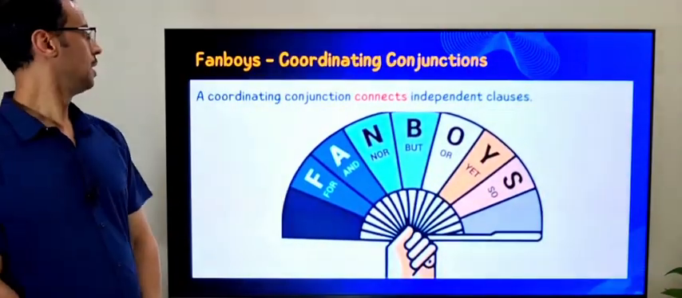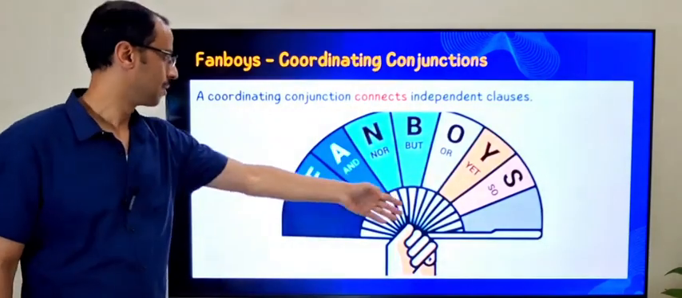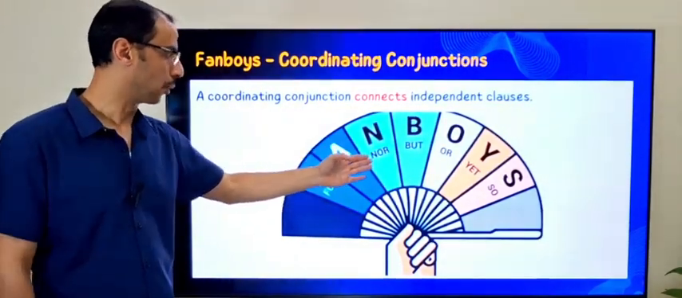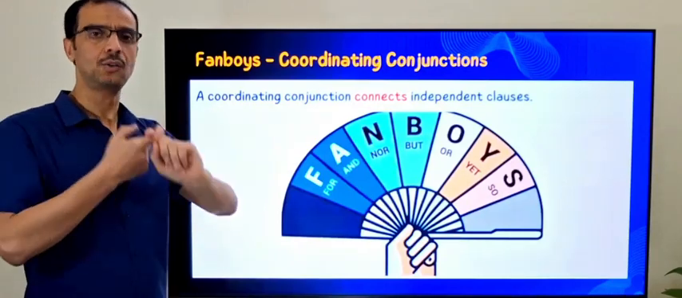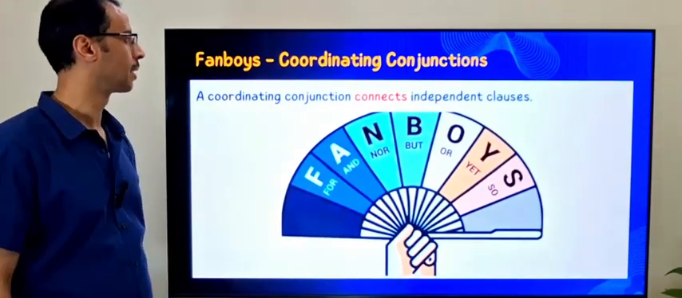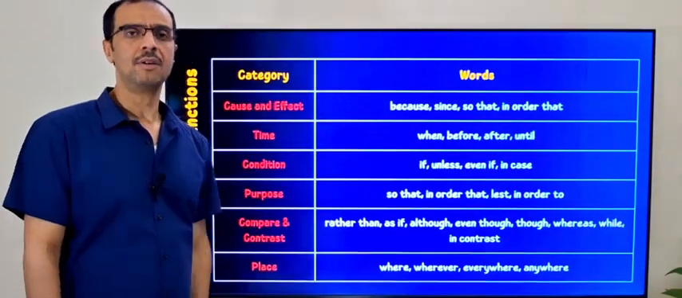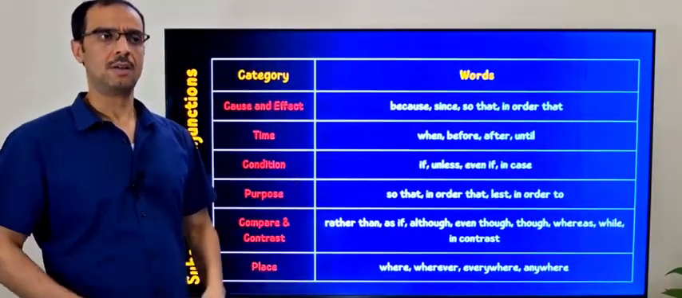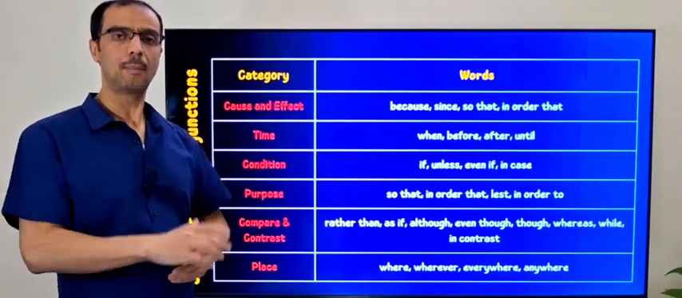Don't forget that coordinating conjunctions, FANBOYS: for, and, nor, but, or, yet, so, will connect two simple sentences to make them a compound sentence. And don't forget this list of subordinating conjunctions. With them, we create a complex sentence.